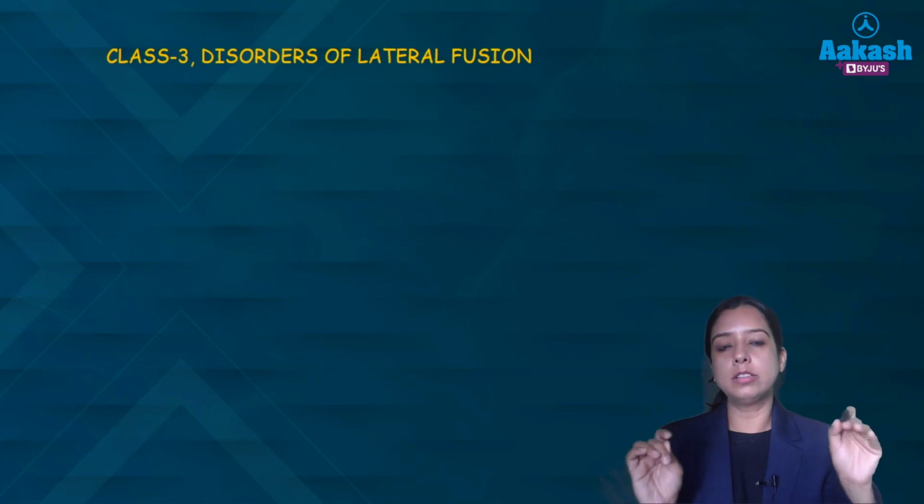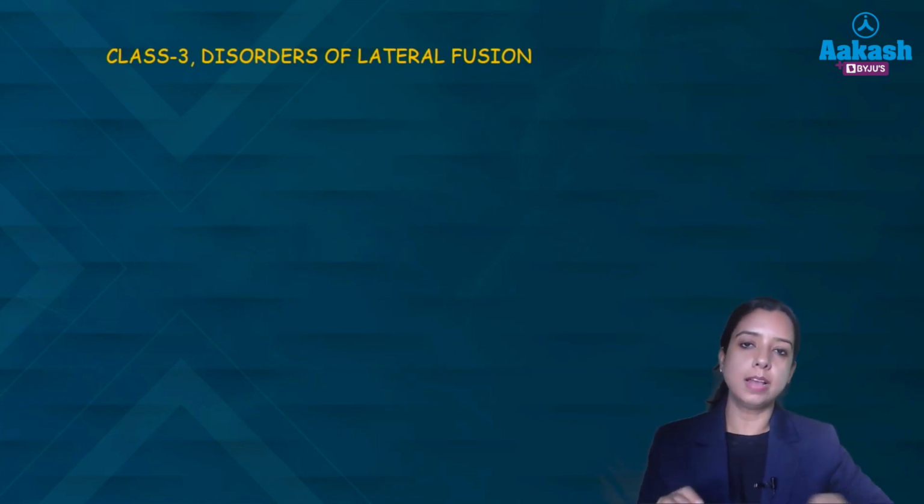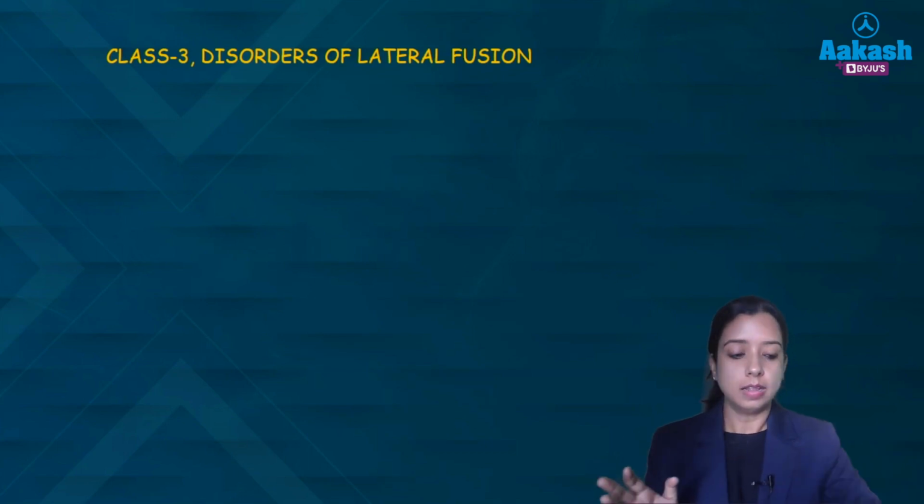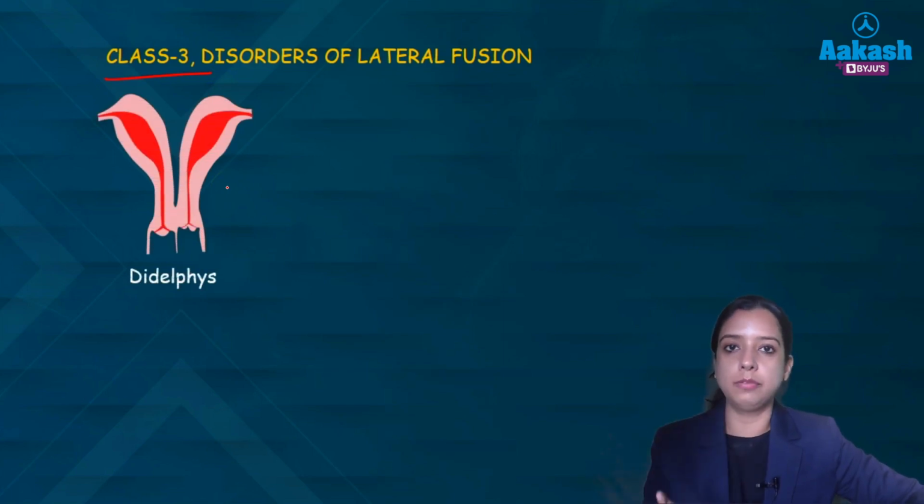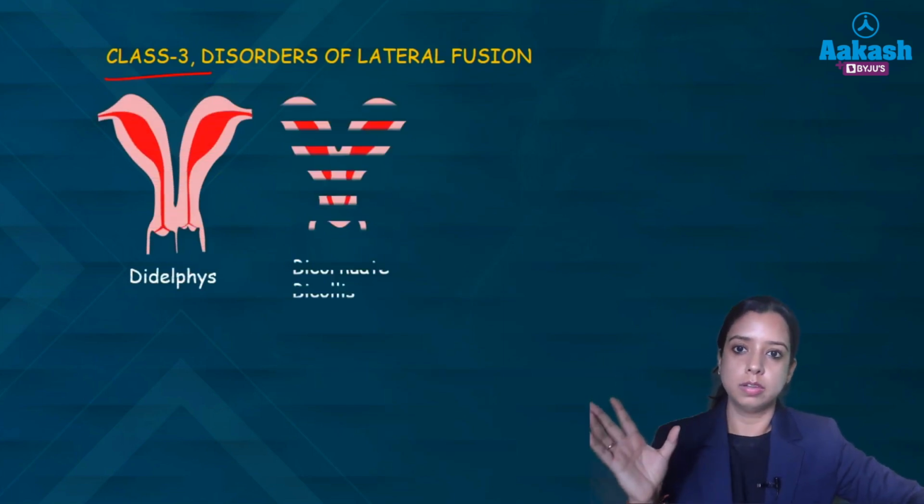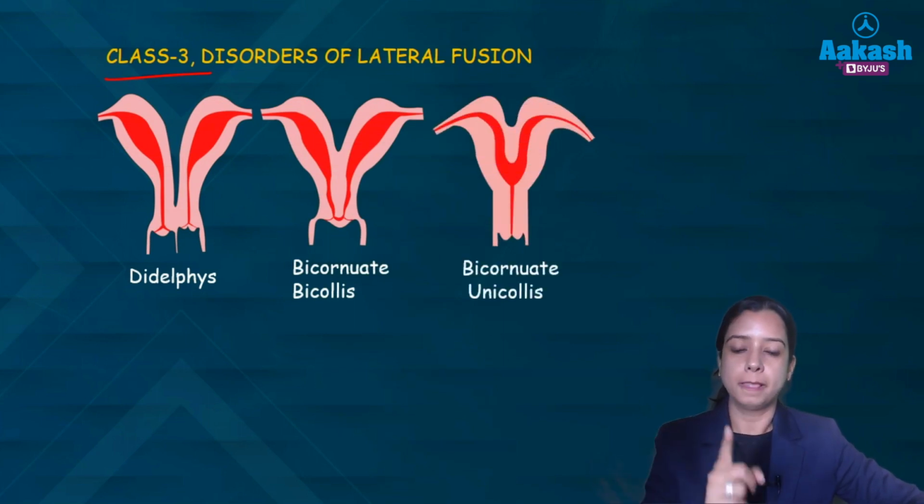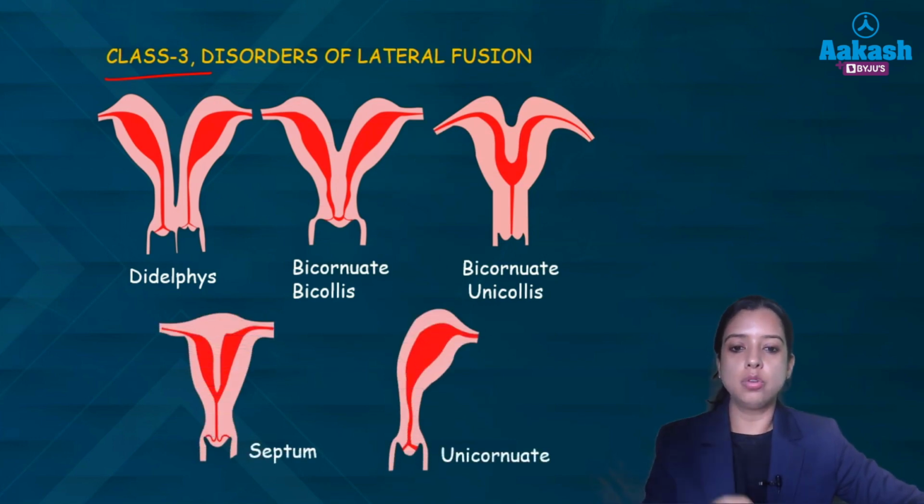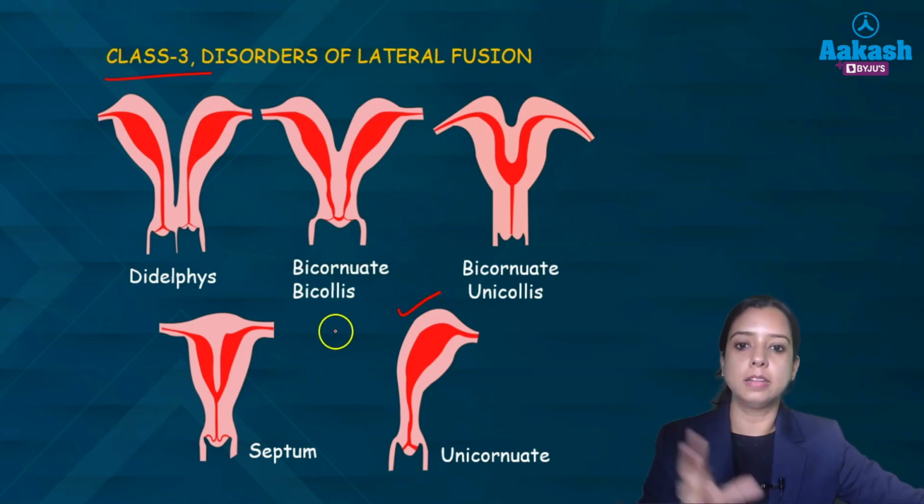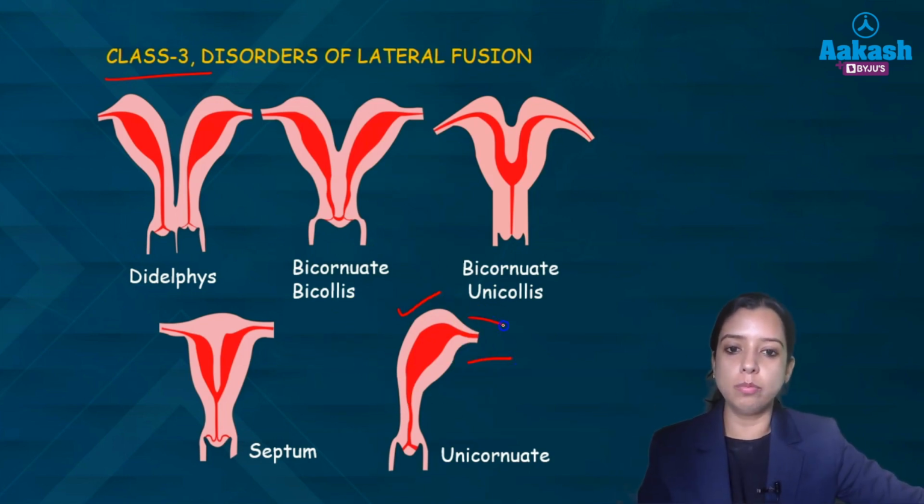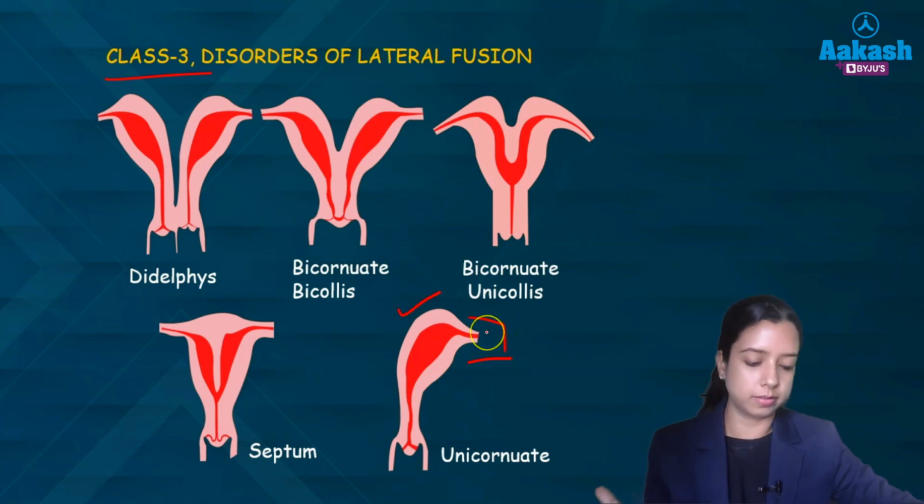Class 3 disorders are disorders of lateral fusion. Eschers basically has so many classes because they separated bicornuate, didelphys and septate. Here, everything is in class 3 disorder. Disorders of lateral fusion, which is didelphys, when nothing has fused, 2 vagina, 2 cervix, 2 uterus. Bicornuate bicollis, vagina has fused but cervix and uterine body are separate. Bicornuate unicollis, 1 cervix, 2 uterine bodies. Septate and unicornuate uterus. Unicornuate means only one Mullerian duct has formed and the other one has degenerated. So here only one tube will be there. That is the sign of unicornuate uterus, right?